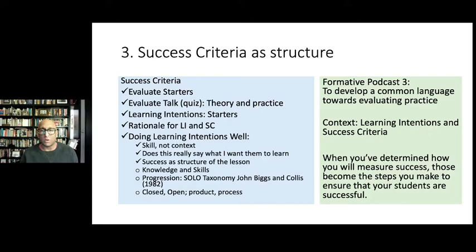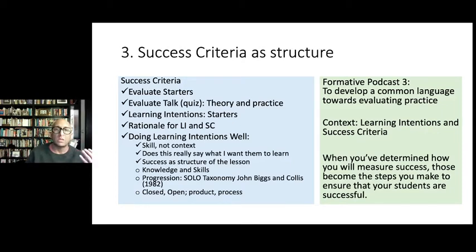Once you've figured out what it is that you're actually doing and you've determined the different success criteria, what you've essentially done is already structured your lesson, because what you're saying is this is what you need to do to be successful. So your lesson should be built towards the success of all students. Once you've figured out what success criteria looks like, you have essentially structured your lesson.